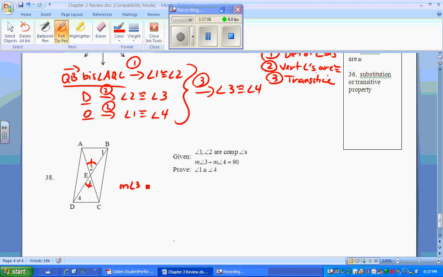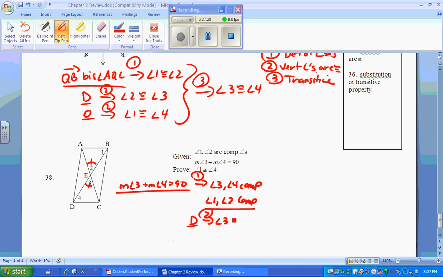Hey, this is great. So the measure of angle 3 plus the measure of angle 4 equals 90, given. We can get arrow out and say that angle 3 and angle 4 are complementary. We also know that angle 1 and angle 2 are complementary because that's given. We need a vertical. Oh, from the diagram, second reason, angle 2 is congruent to angle 3. All three of these together, third reason, angle 1 is congruent to angle 4.